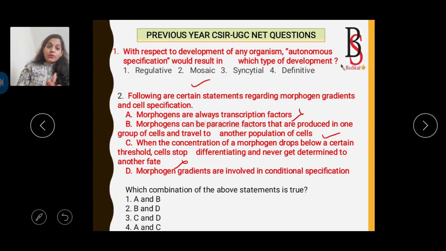Option D. Morphogen gradients are involved in conditional specification. Yes, it's true. Morphogen gradients are involved in conditional specification. So which combination of the above statements is true? Options B and D are true. So here option 2 is the correct answer.